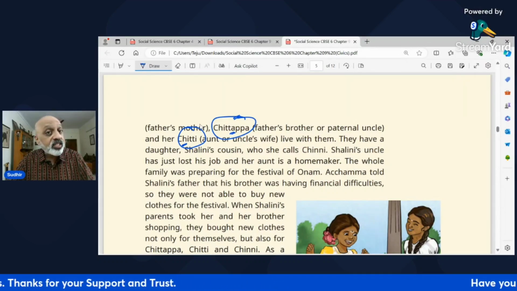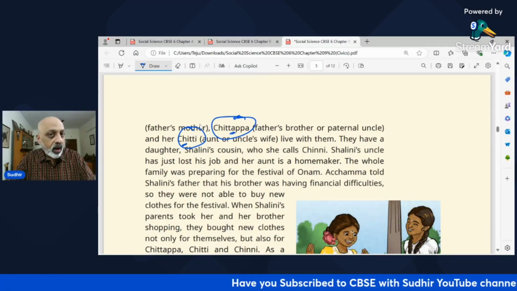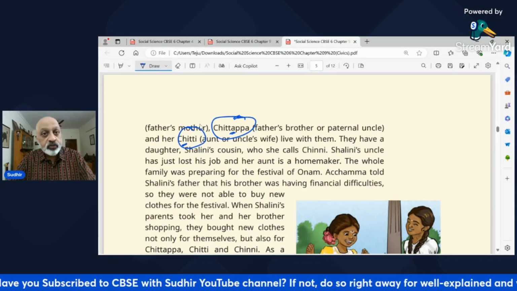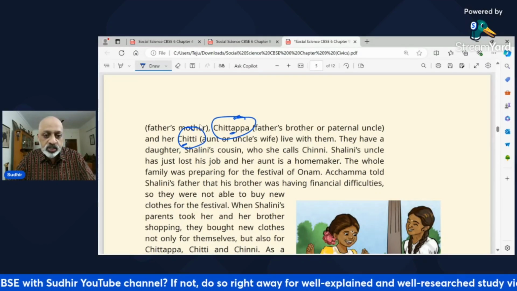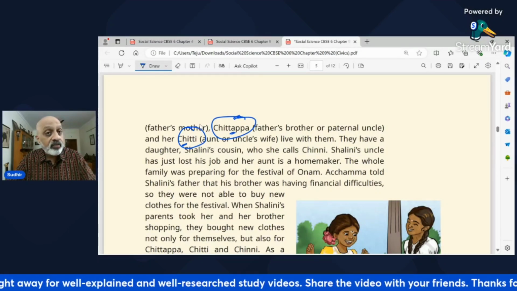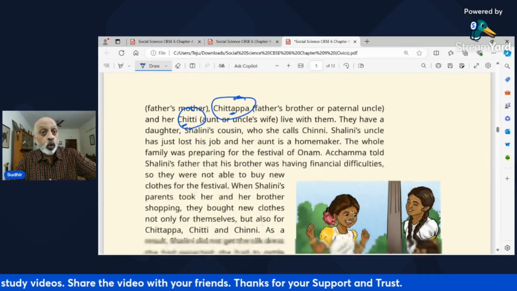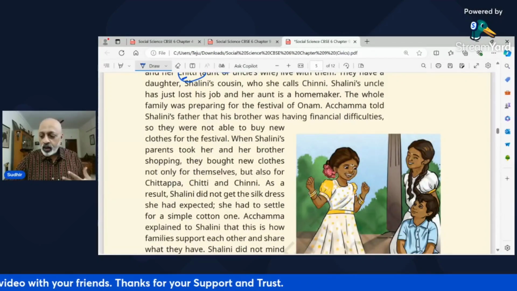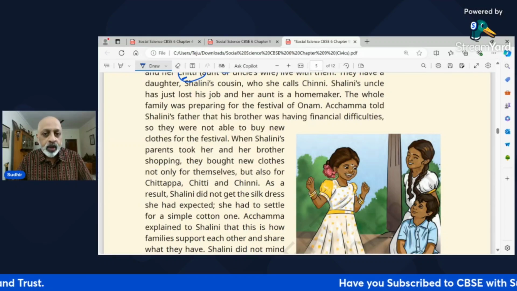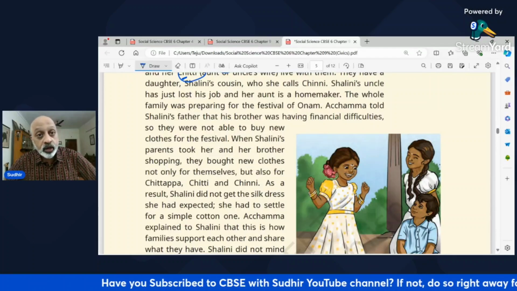Now, Shalini's uncle has just lost his job, so he doesn't have a steady source of income, right? And her aunt is a homemaker, so she's not an earning member of the family. So the whole family was preparing for the festival of Onam, which comes in the month of August, sometimes September, mostly August. Achamma told Shalini's father that his brother was having financial difficulties, so they were not able to buy new clothes for the festival. During Onam, people do buy new clothes, mostly off-white with a golden border, which is the tradition in Kerala.